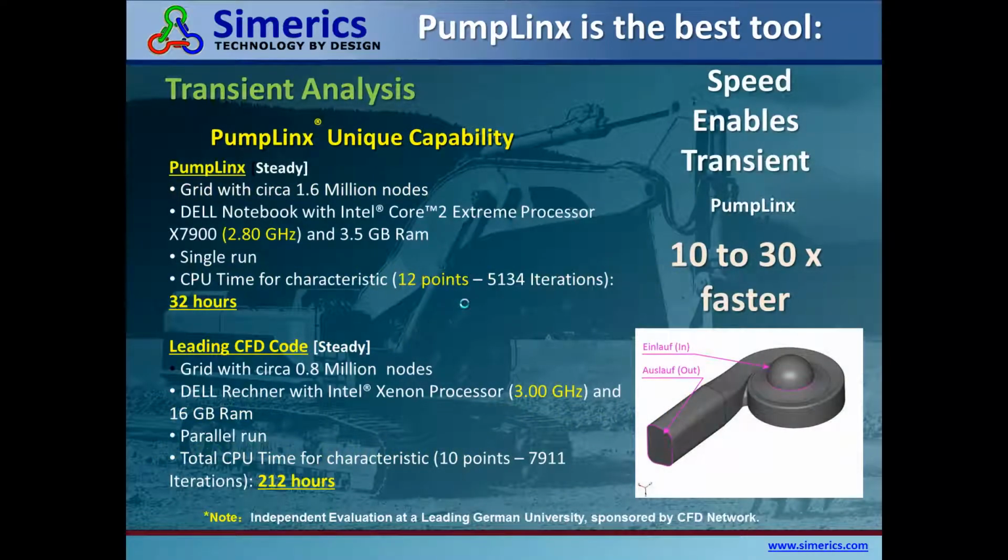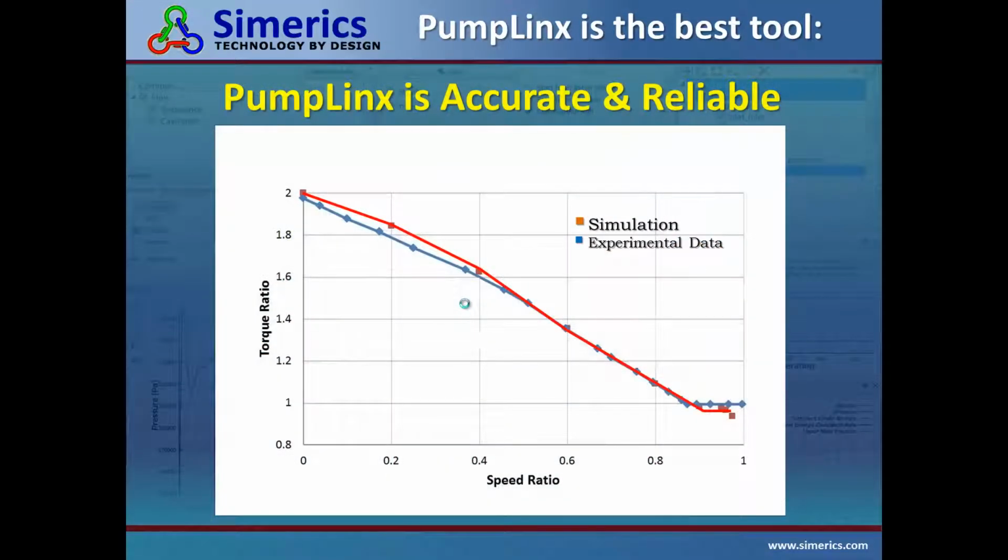This slide shows a comparison of a transient simulation performed by PumpLinx and another leading CFD code. It took PumpLinx 32 hours to analyze a 1.6 million cell model, whereas the other code took 212 hours for a model half the size. Solution accuracy and reliability. The most important quality of PumpLinx simulations is that they are consistently accurate to within 2 to 5% of experimental data. The reliability and exceptional quality of PumpLinx performance is then self-evident when the track record is considered.